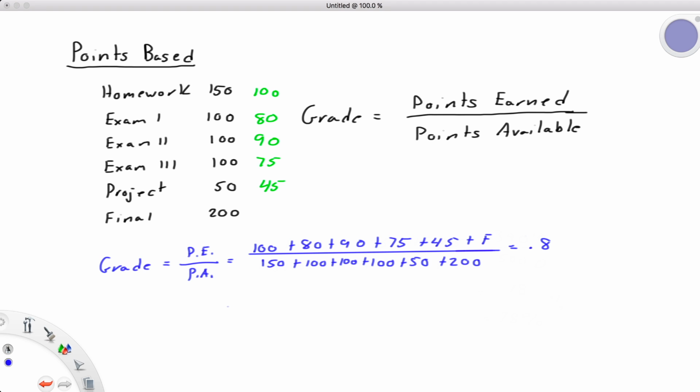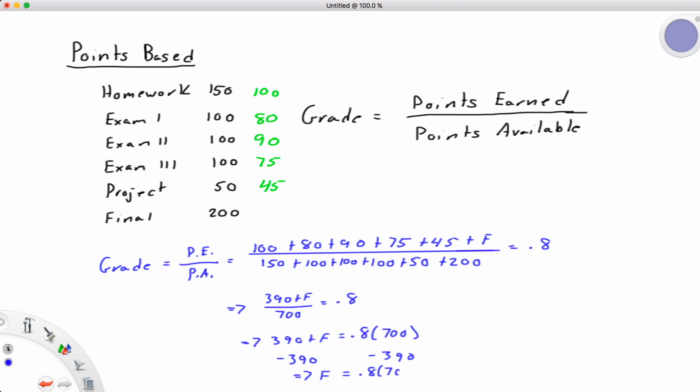So we can take this whole sum on the bottom, this was now 390 plus F divided by 700, and we can multiply both sides by 700. So that's going to give us 390 plus F equal to 0.8 times 700. We can then subtract 390 from both sides, and that's going to give us F is equal to 0.8 times 700 minus 390, which gives us 161.